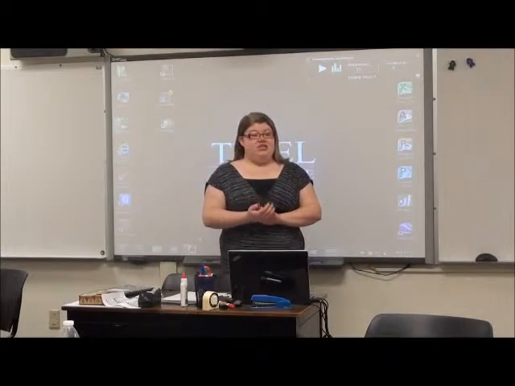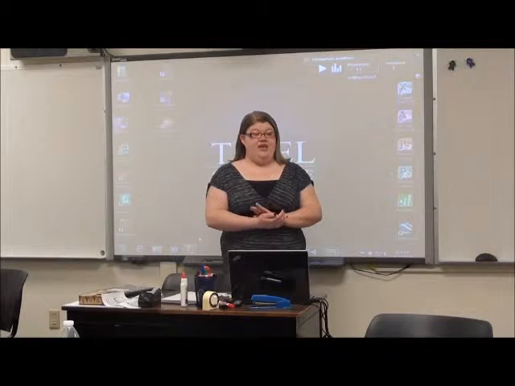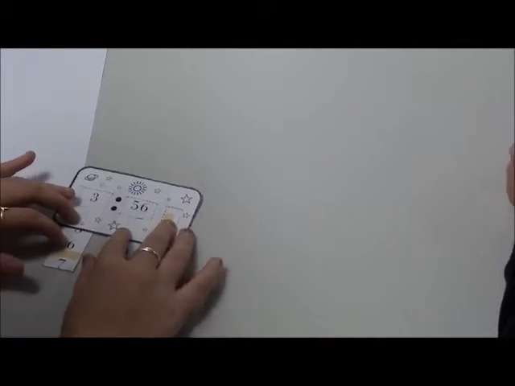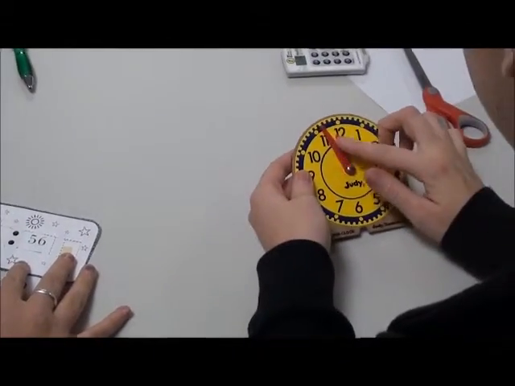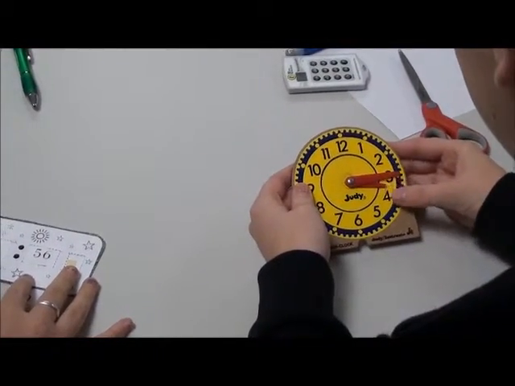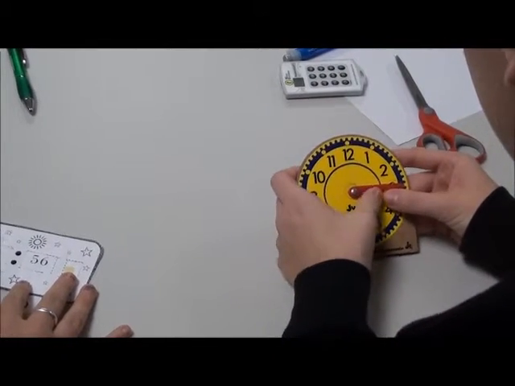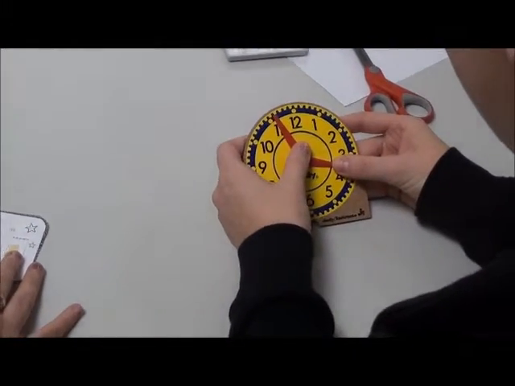Our last center is going to be making a digital clock, and we are going to use these in tomorrow's lesson. Kristen, what time are you going to make on your digital clock? 3:56. Emily, how are you going to make that on your analog clock? I'm gonna put the hour hand between the 3 and the 4 and the minute hand at 56.